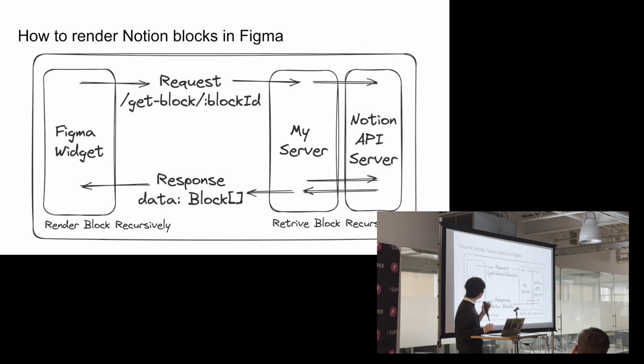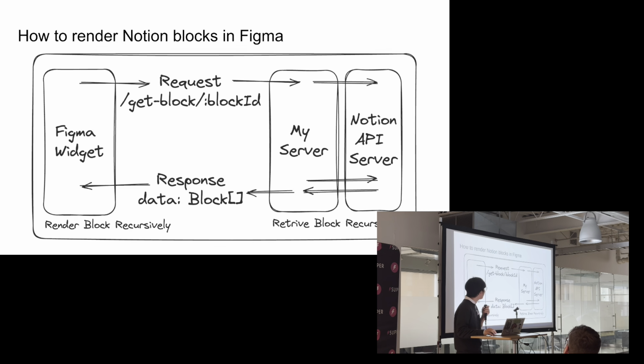So let me explain the series of requests and responses between the widget and the server. As you can see on the screen, the widget sends a request to the server I created, and my server fetches block information from the Notion API, processes it, and responds. It recursively requests sub-blocks to compile comprehensive data, and rather than returning all block types, it filters and returns only those that are supported by the widget, which means the highest priority block types. The widget then stores this data in its own state and uses a function I created called renderChildren to recursively call and render this data.